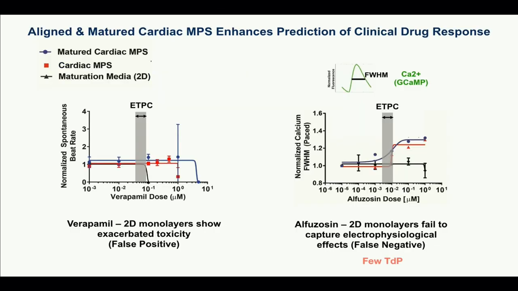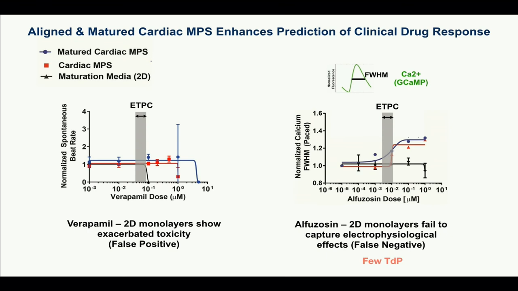And I'll just mention the false negative. Here's a good example of false negative. This is just what I just told you. This example is just showing you the 2D dish is this black line. So if we give a concentration, there's no response, and we just pass this on and say, hey, look, there's a nice safety margin here between basically the onset of this drug, alfuzosin. And then if you really look at the MPS, which is, I'll just pick this blue line, you'll see that the safety margin is kind of right at the inflection point.